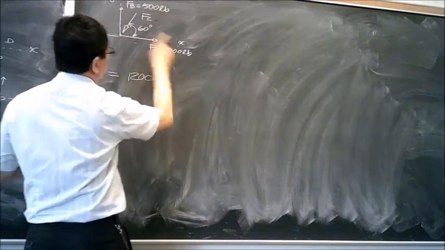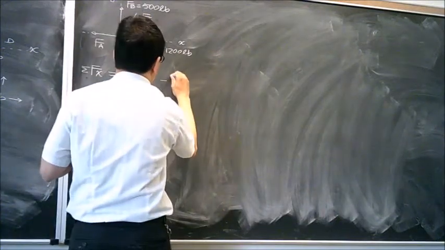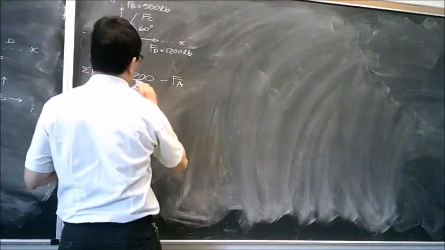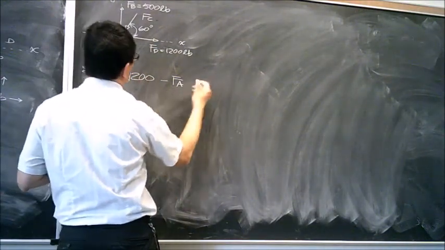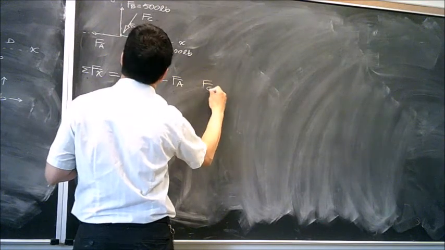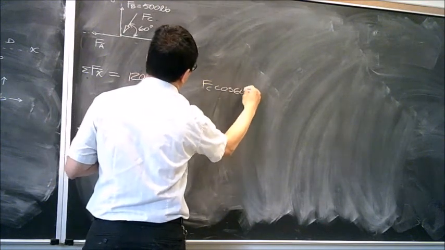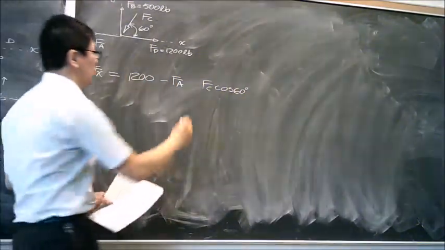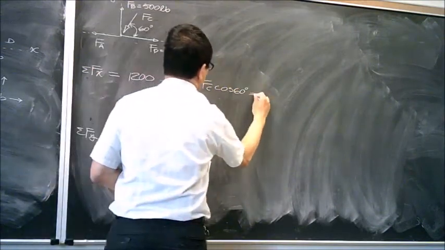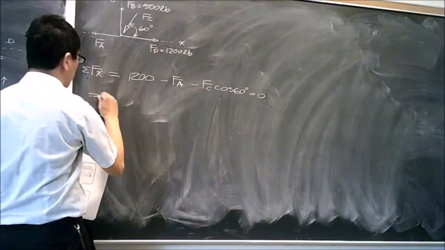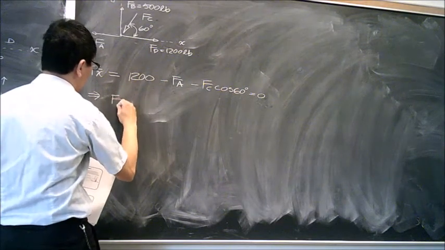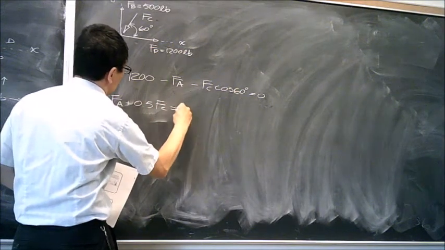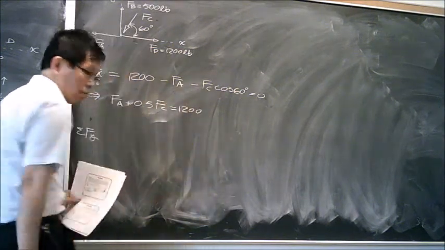With that in mind, the right hand side is my positive direction and the left hand side is my negative direction. So 1200 minus FA, and the other force is FC cosine 60 degrees. Is this going to be positive or negative? Negative. This equals 0. If you arrange that a little bit, you're going to find FA plus 0.5 FC equals 1200.